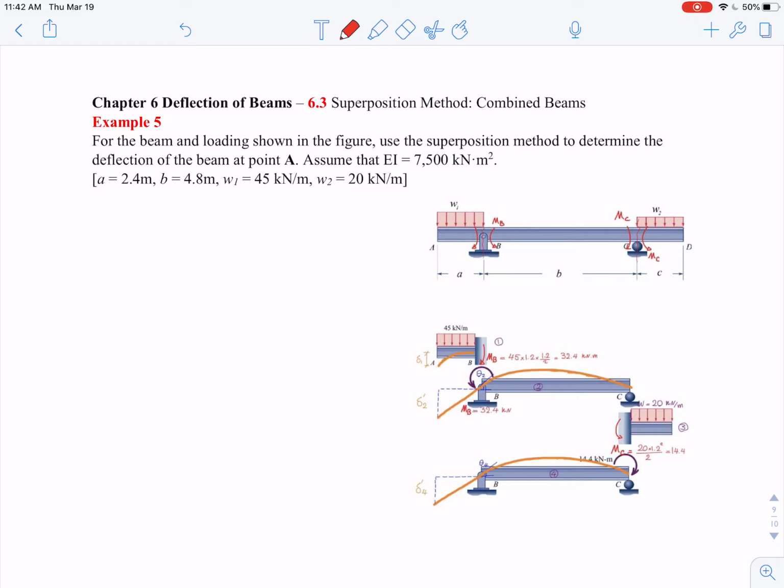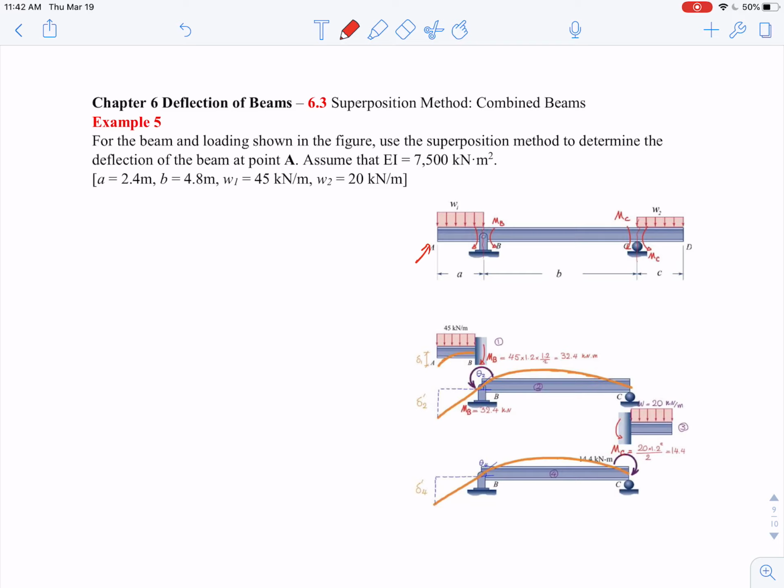The last example today looks more complicated, but actually it's not. The figure is shown here. Loading is added to both ends. It's overhanging on both ends. W1 and W2 are added to it. You're requested to determine the deflection of the beam at point A, at this free end of a cantilever part.